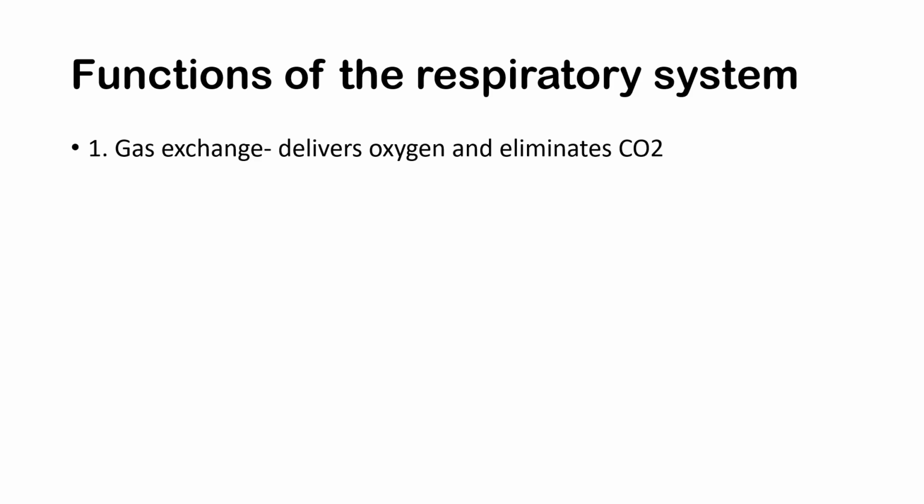So what are the functions of the respiratory system? The first function is gas exchange. That is, it delivers oxygen into the blood and eliminates carbon dioxide from the blood. We also have regulation of pH. It controls carbon dioxide levels by breathing rate. So for example, if you have a lot of carbon dioxide in blood, there'll be an increase in our breathing rate so that we eliminate a lot of carbon dioxide to control pH.